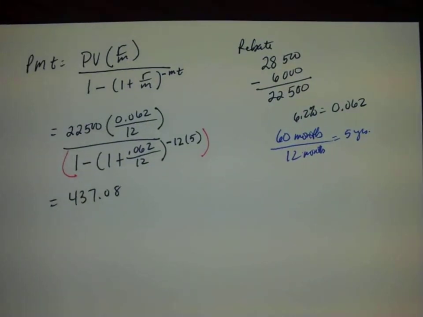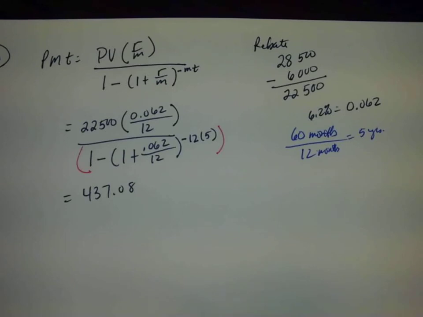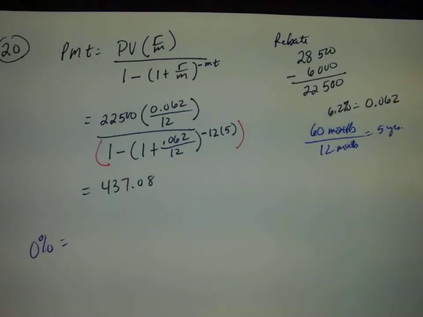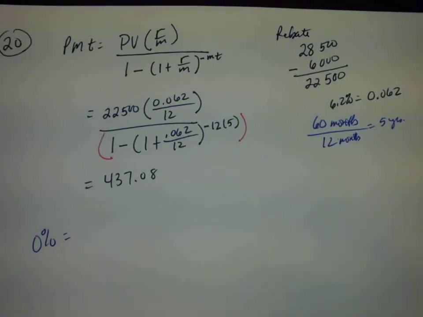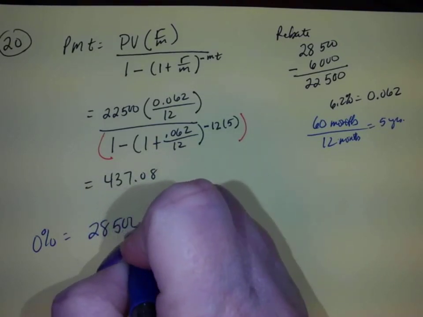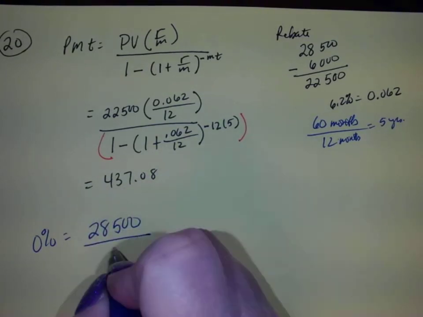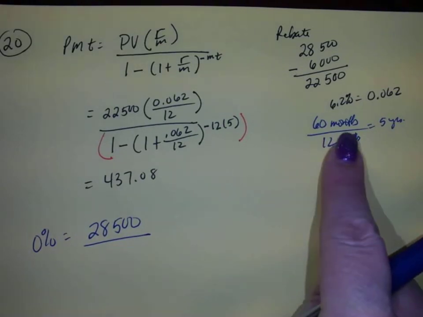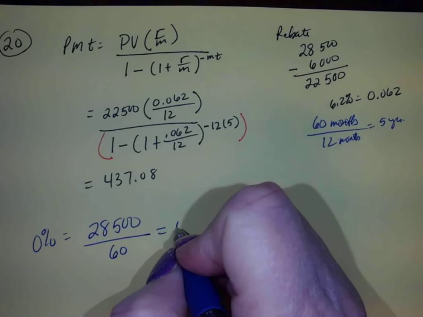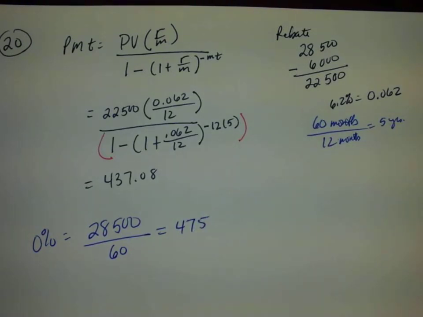All right, now we have to decide, this is the rebate offer. Now, if we don't do the rebate, we get 0%. So this was the rebate. If we look at the 0%, we want to figure out our payments. Well, the original borrowing part is $28,500. We're going to make 60-month payments, right? 60 months. So we'll divide by 60, and that'll get us $475.